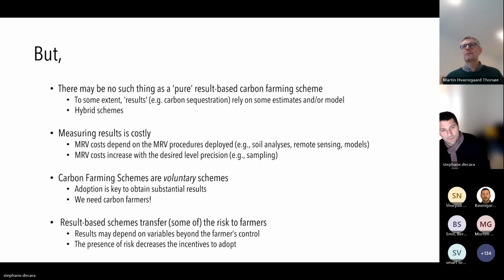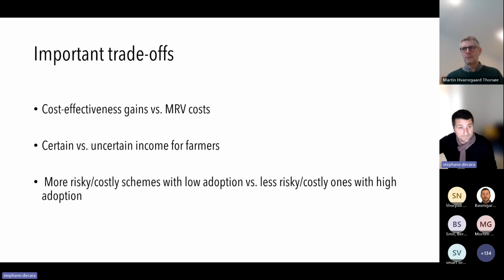And also, result-based schemes do transfer some of the risk to the farmers, because the results, the environmental outcomes, may depend on variables that are beyond the farmer's control. So in the end, what's going to be achieved is maybe uncertain to the farmer as well, and involves some risk. And this may decrease the incentives to adopt carbon farming schemes.